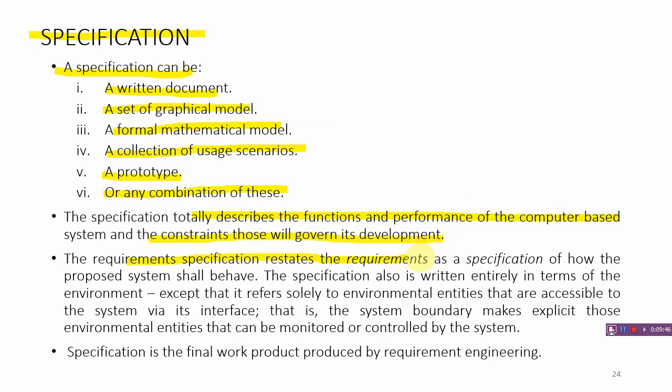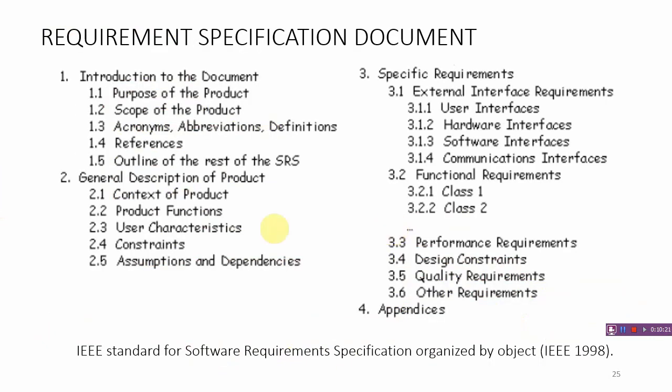The requirement specification restates the requirements as a specification of how the proposed system shall behave. The specification is also written entirely in terms of the environment, except that it refers solely to environmental entities that are accessible to the system via its interface. That is, the system boundary makes explicit those environmental entities that can be monitored or controlled by the system. Specification is the final work product produced by requirement engineering.